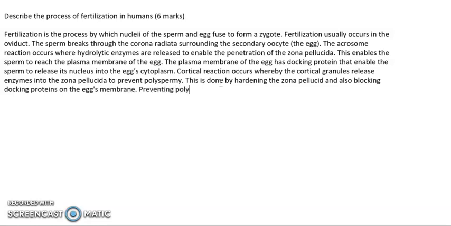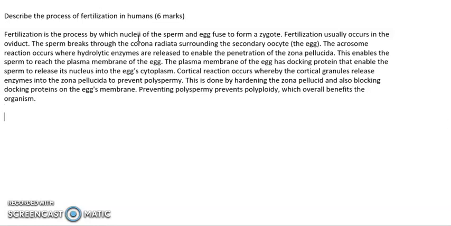Preventing polyspermy prevents polyploidy, which ultimately, overall, benefits the organism.